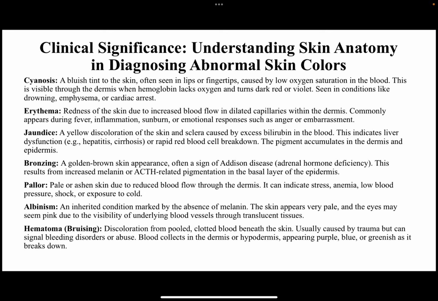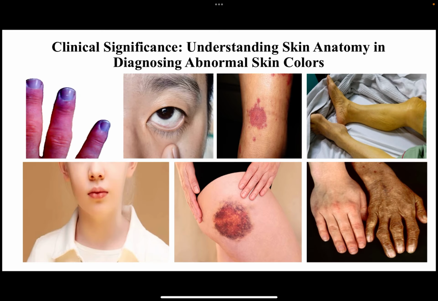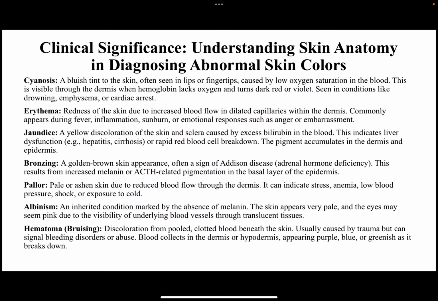In Addison's disease, this bronzing can occur. Is that okay? Good. Then we have albinism. Albinism is an inherited condition. In people with albinism, the problem is an absence of melanin. Melanin is what gives your skin its color. People with albinism don't have any melanin in their skin. Do you get it? And that is what makes them have the skin color that they have.